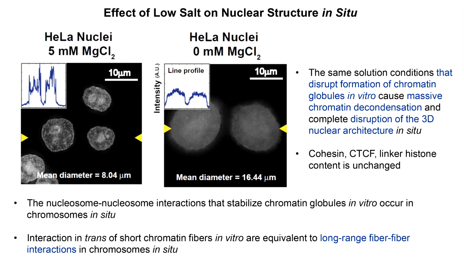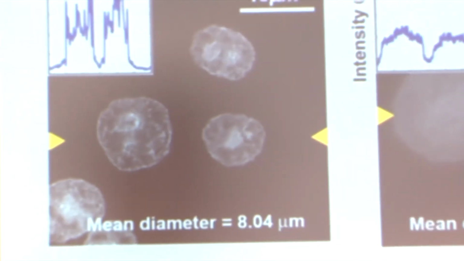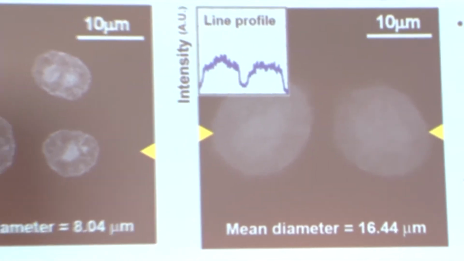Now, if you go in situ and take isolated HeLa nuclei and expose them to low salt conditions that dissociate these aggregates in vitro, they fall apart. They require salt to be stable. If you do that with nuclei, rather remarkably, you see that the nuclei swell in size and you lose all internal architecture. And the cohesin, CTCF, and linker histone content of these nuclei are completely unchanged. So the same solution conditions that dissociate the globules in vitro disassemble the nuclear architecture in situ.